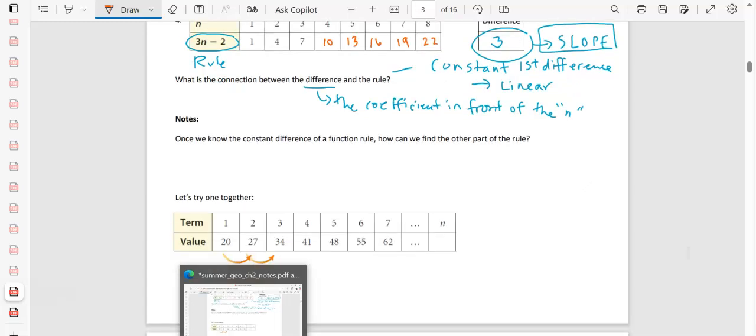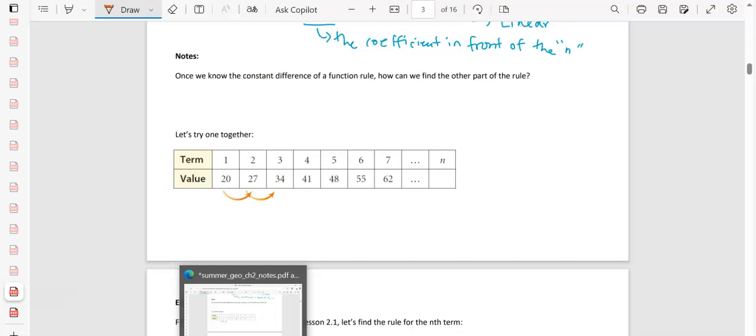So what we're going to be looking at in this lesson is looking at a numeric pattern like we had that is going to be linear.